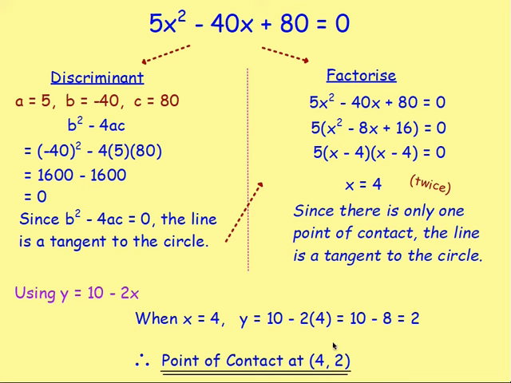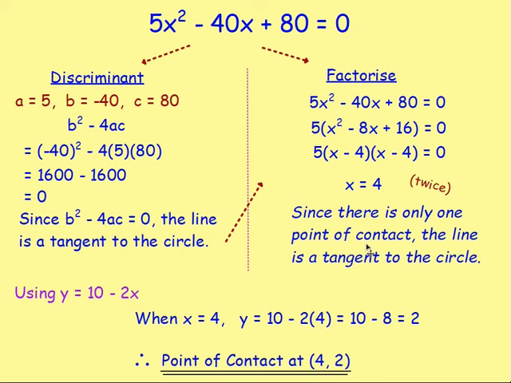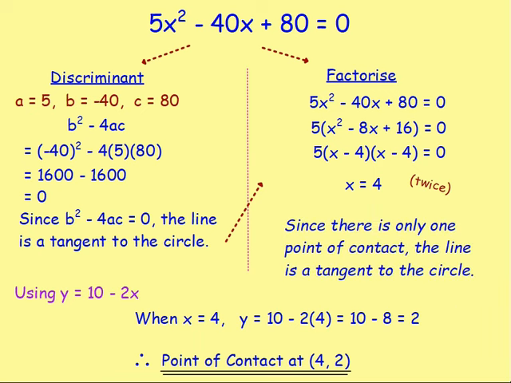Another way of doing that, which you may prefer, is once you get down to this line, the 5x squared take away 40x plus 80, rather than using the discriminant, you could also factorise. If you factorise straight away, you get down to a repeated root. We've got x take 4 and x take 4. So the only value of x is 4. So you could also say that since there is only one point of contact, the line is a tangent. If you prefer to use the discriminant, you don't really need to write that. Go down the discriminant, factorise to get x, sub in to get y, depending on the question, obviously.